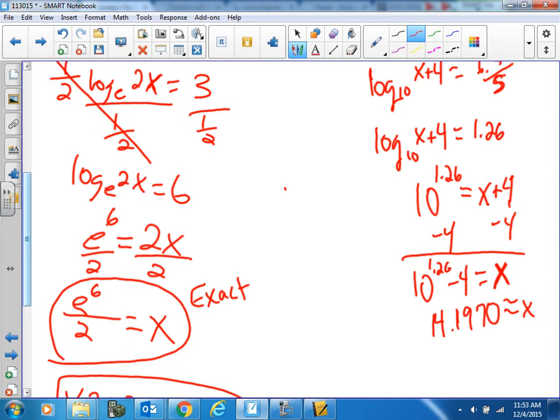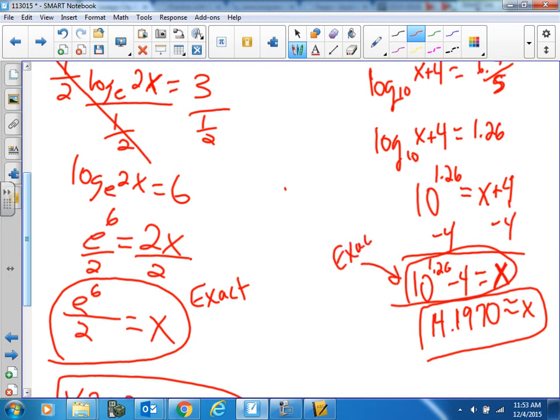The students keep reminding me if I ever put an equal sign, they say that's approximate. So that's good. So this is exact. And we rounded, that's approximate. All right. So, no questions on that? You guys okay?